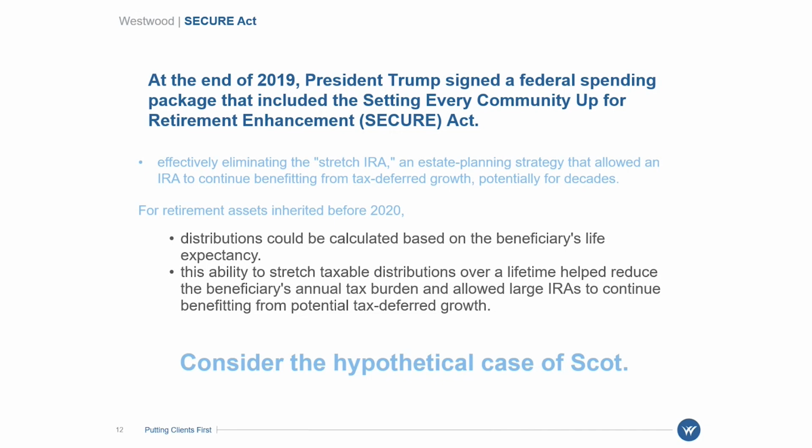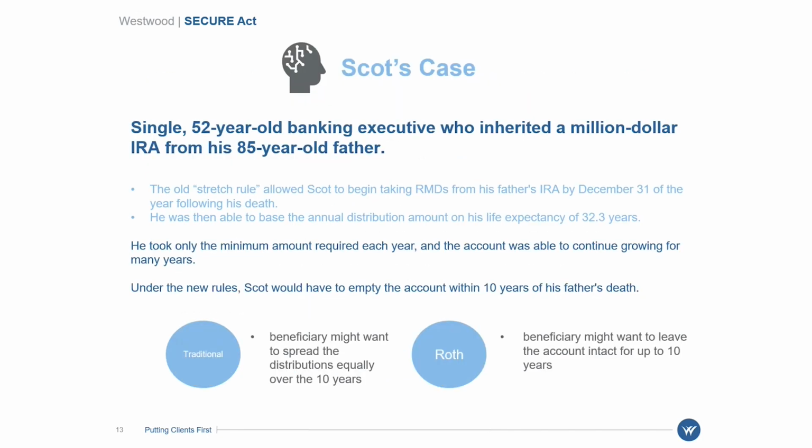So we want to spend a little bit of time considering a hypothetical just to highlight the difference between the old law and the new law. And the subject of our hypothetical case today is going to be an individual by the name of Scott. Now, Scott, under the old rule, he was 52 years old and he inherited a $1 million traditional IRA from his 85-year-old father.